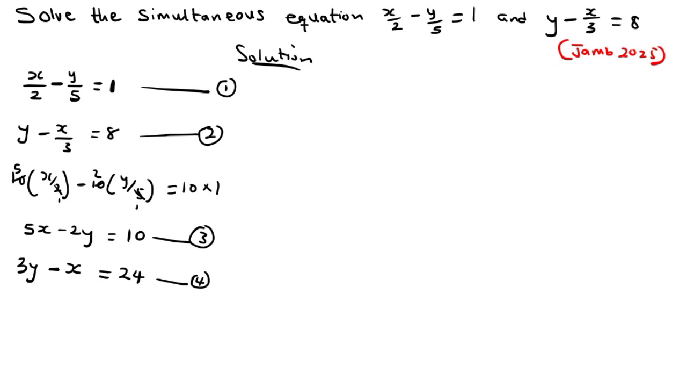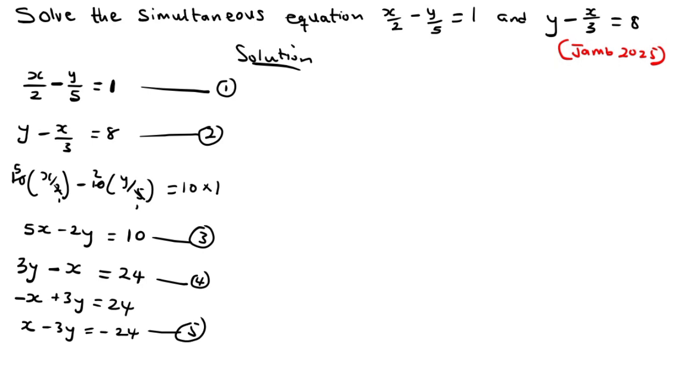Understood? Now, I want to rearrange this equation 4 in such a way that x comes first followed by y, so that it can go in line with equation number 3. So when I rearrange, I will have minus x plus 3y equal to 24. So to get rid of the minus, I will multiply all through by minus 1. And when I multiply all through by minus 1, I will have x minus 3y equal to minus 24. So if I tag this as equation 5, I now have equation 3 and equation 5 to work with.